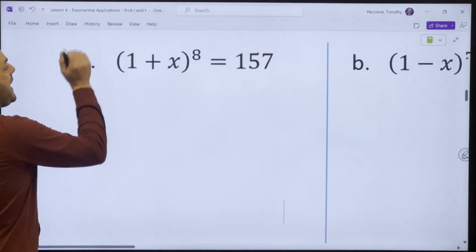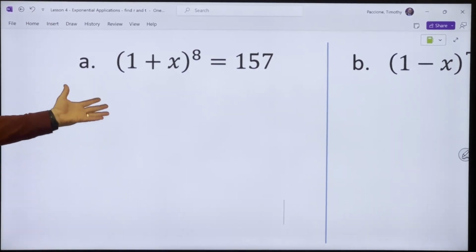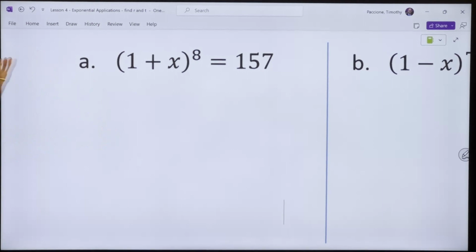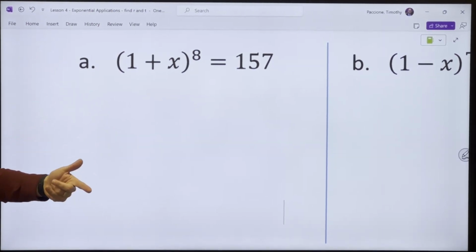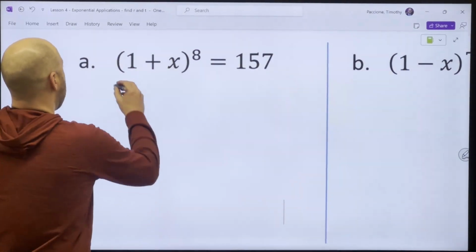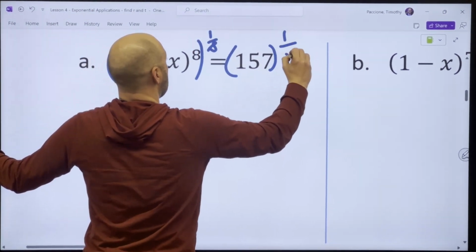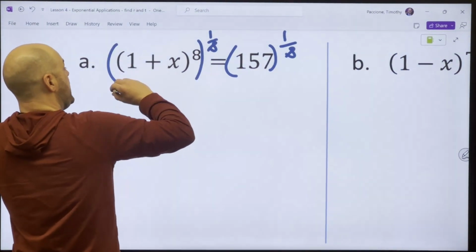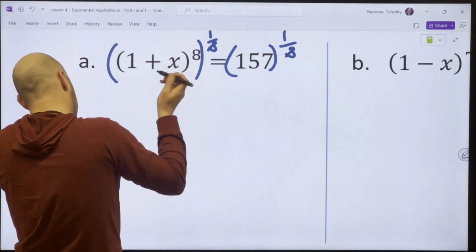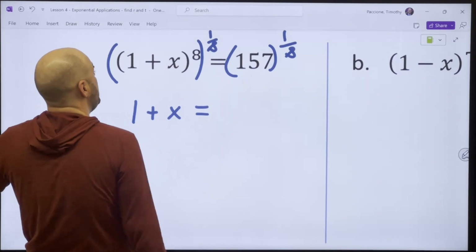All right, so we're solving for x here, and x is inside parentheses being raised to a power. This is a little throwback. We would isolate the power and then undo the power. Well, is it isolated? No. Is the thing being raised to the eighth by itself? Yes. So now it's time to undo the power. So if you're raising something to the eighth, the opposite of that is 1 over 8. So I'm going to raise this to the 1/8 and raise this to the 1/8. Okay? This unbreaks the 8 and then the 1/8, they undo. So I end up with this 1 plus x. And then on the other side, I have 157 to the 1/8.